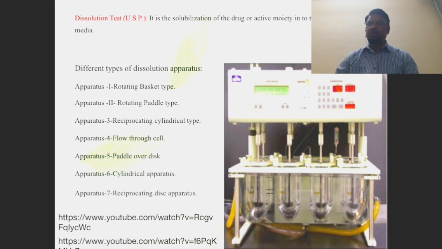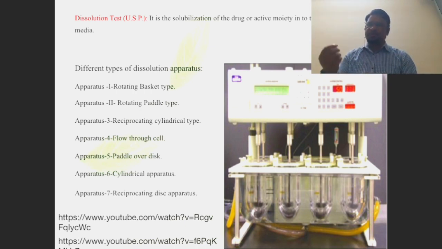So it should disintegrate in our stomach, it should dissolve in our intestine, and it should pass into our blood, and then go to the part of action, or we can say it should show the pharmacological action whenever we want it. It should go to the target receptor, and the drug will bind with the receptor, and then show its pharmacological action.